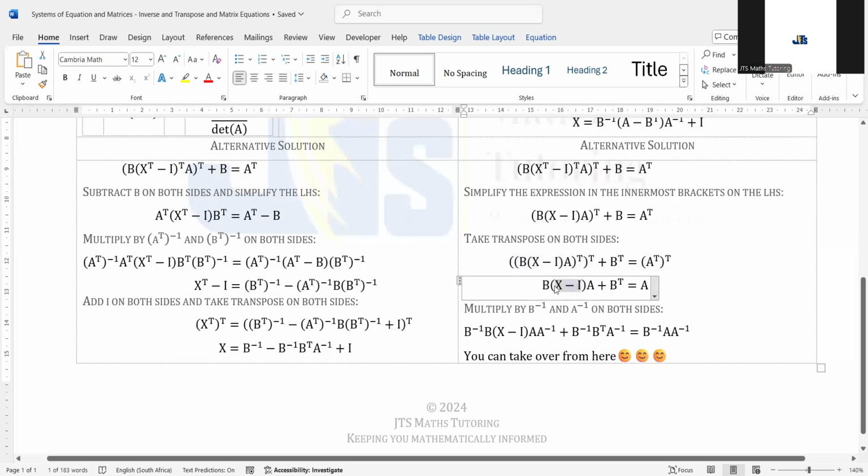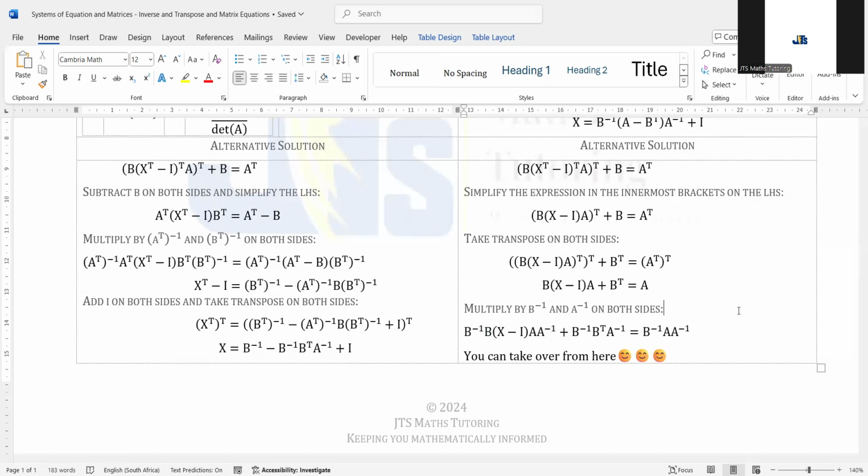For me to be only left with this part here, I'm going to multiply it with the inverse of B and the inverse of A. And it has to be done throughout every term. Okay, beautiful. So I would like to believe that I've already given you enough arsenal and you know how to move on from here. So you can take over from here.